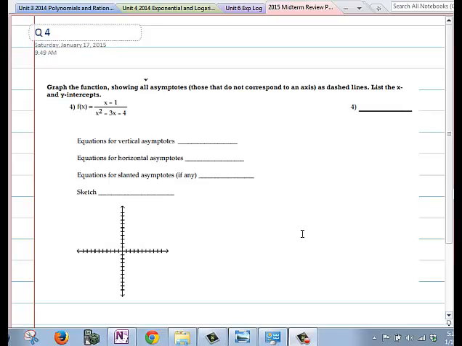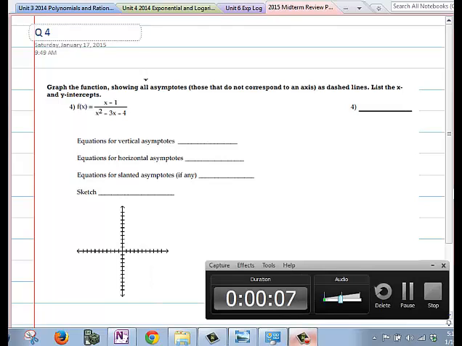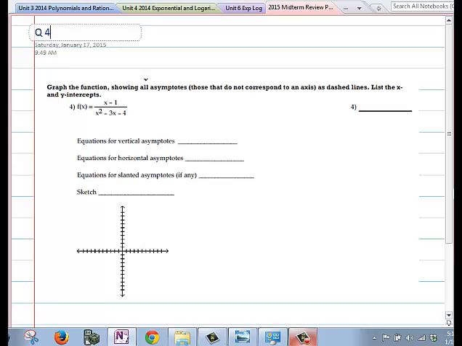Hello class, this is Mr. McAllen working on question 4, and in this question they're asking us to graph the function showing all asymptotes, those that do not correspond to an axis, as dashed lines. List the x and y intercepts. So let's find the x and y intercepts first.